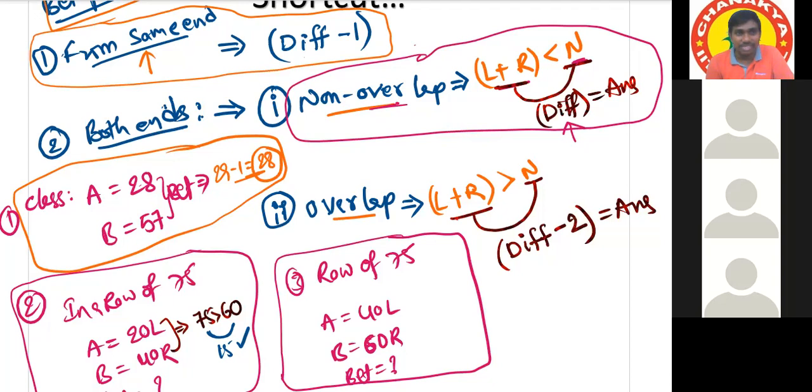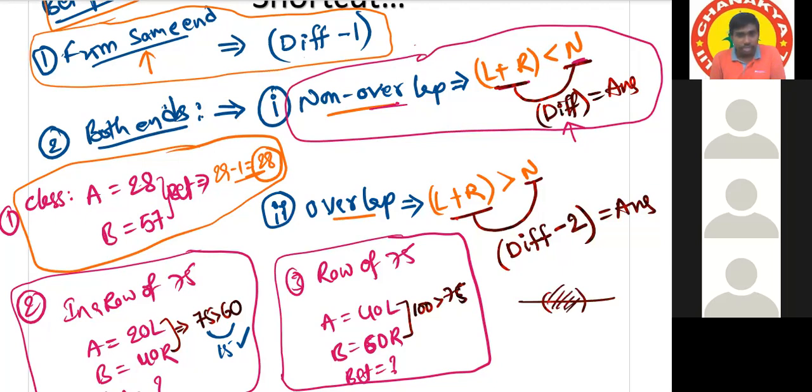How much? 25. Sir, minus 23, sir. Yes, 23. So it is based on the next shortcut point, right? Yes, sir. If you add left and right, so 40 plus 60, it is 100. This left and right position is exceeding 75, the total number of persons. It is exceeding total number of persons, means it is an overlap case.